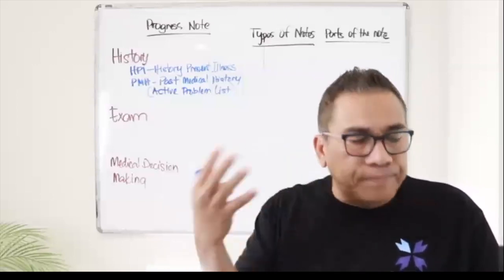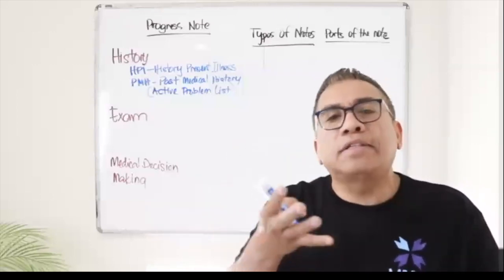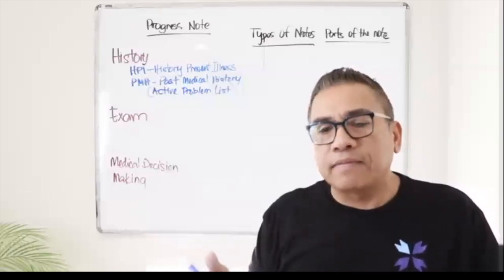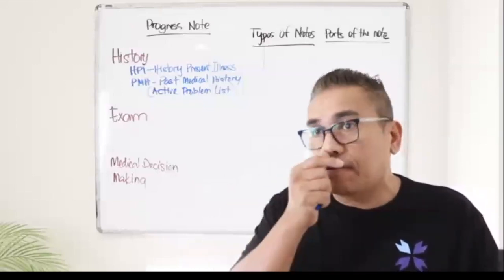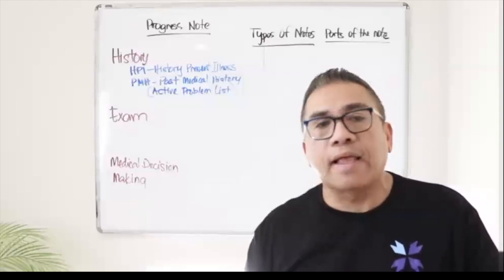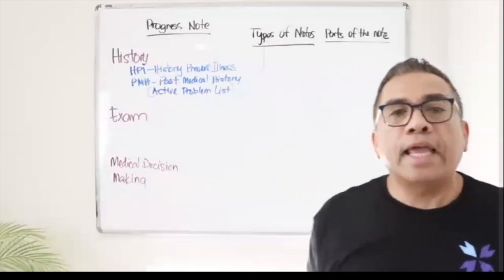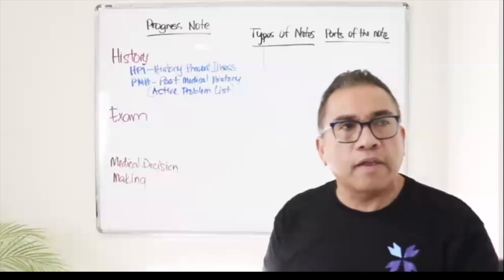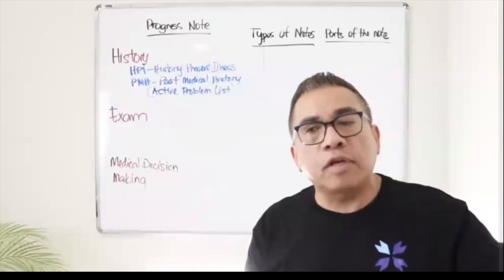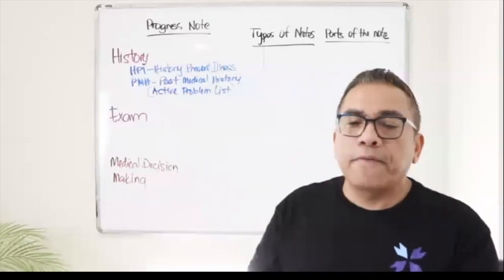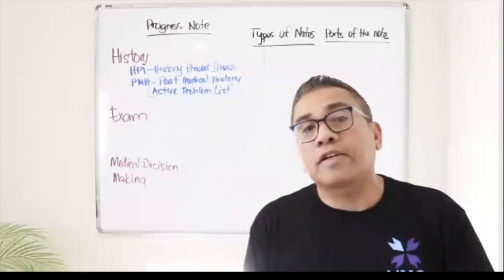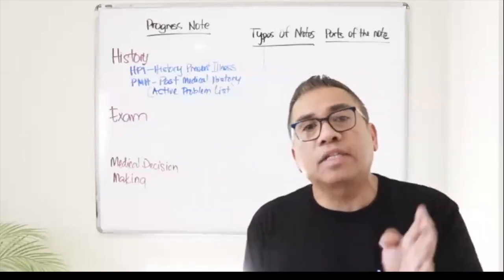I mean, this day and age, we all know that people copy paste, right? That's one of the features of the technology right now that makes it easier for anyone to just transfer information from one chart to another chart, right? From the previous note to the current note. So that's the reason why when you look at active problem lists, they don't necessarily mean that this condition is current.